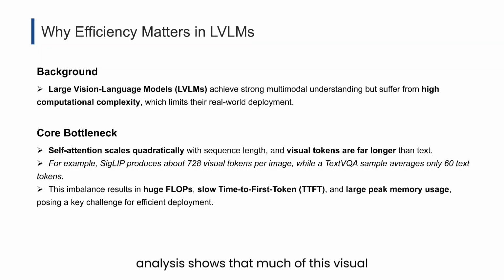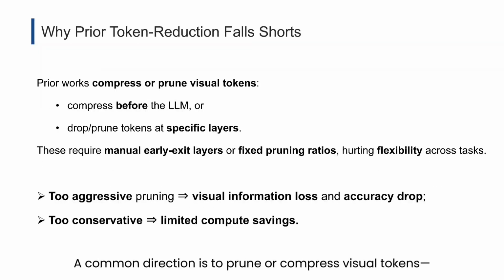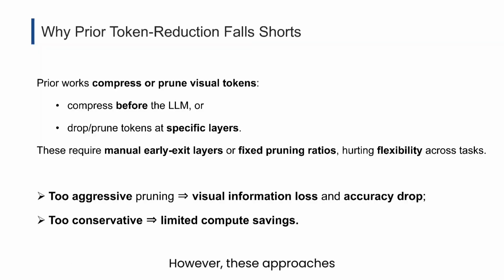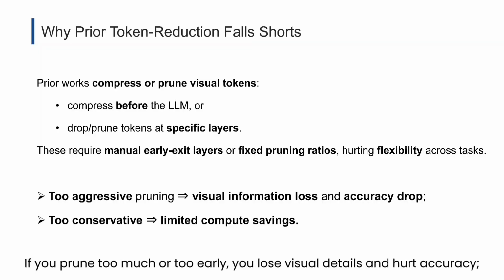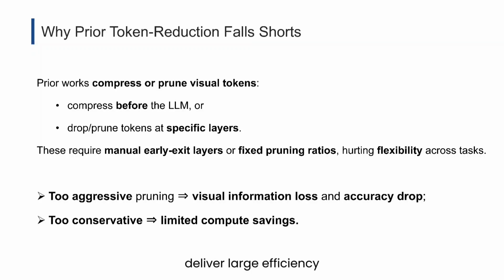Our analysis shows that much of this visual propagation is redundant, and addressing this inefficiency forms the starting point of our work. A common direction is to prune or compress visual tokens, either before they reach the LLM or at certain decoder layers. However, these approaches often depend on manual design choices like where to exit early or how many tokens to retain. If you prune too much or too early, you lose visual details and hurt accuracy. If you prune too little, the compute savings are modest. In practice, these methods struggle to deliver large efficiency gains without compromising capability.